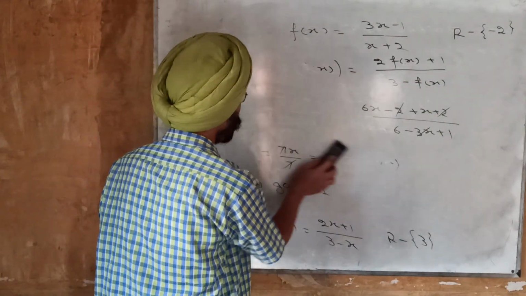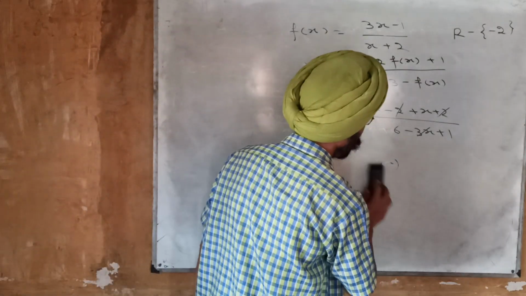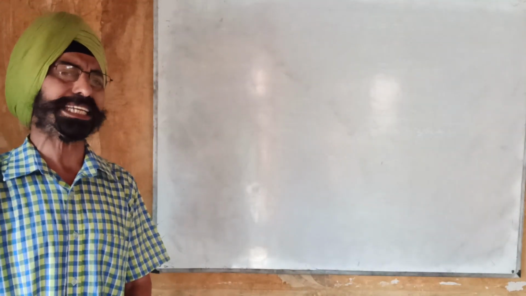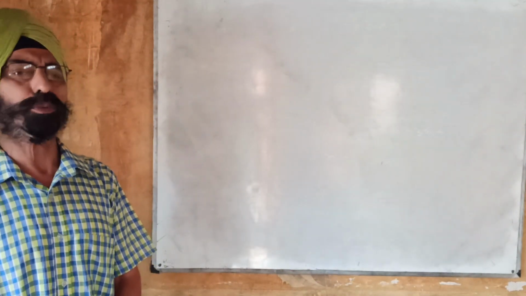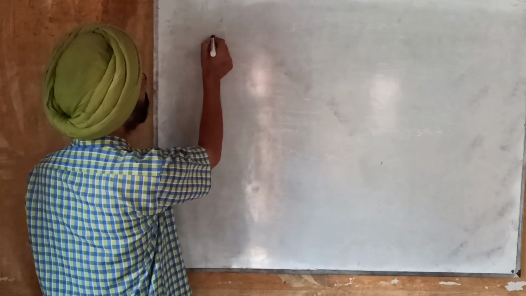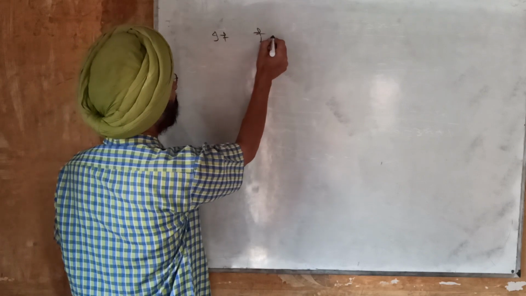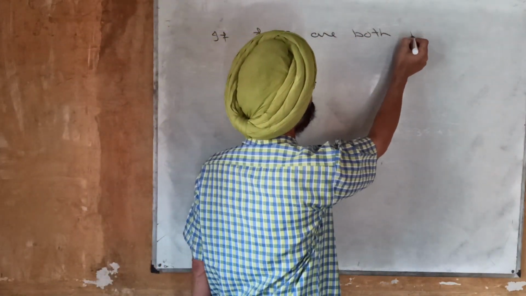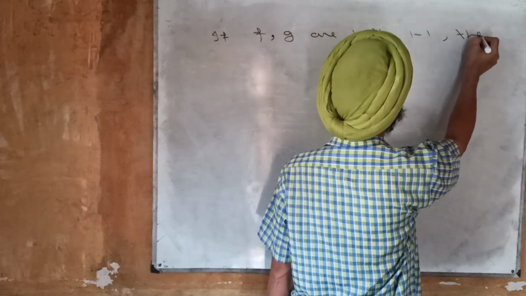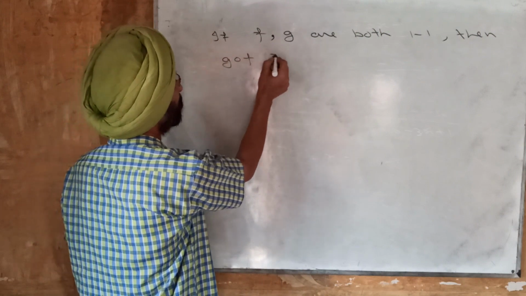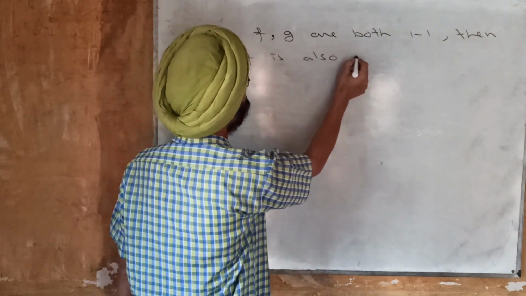Now we move on to some properties of inverse functions, as well as the properties of composition of two functions. The first property is that if f, g are both one-one, then their composition function f composite g is also one-one.